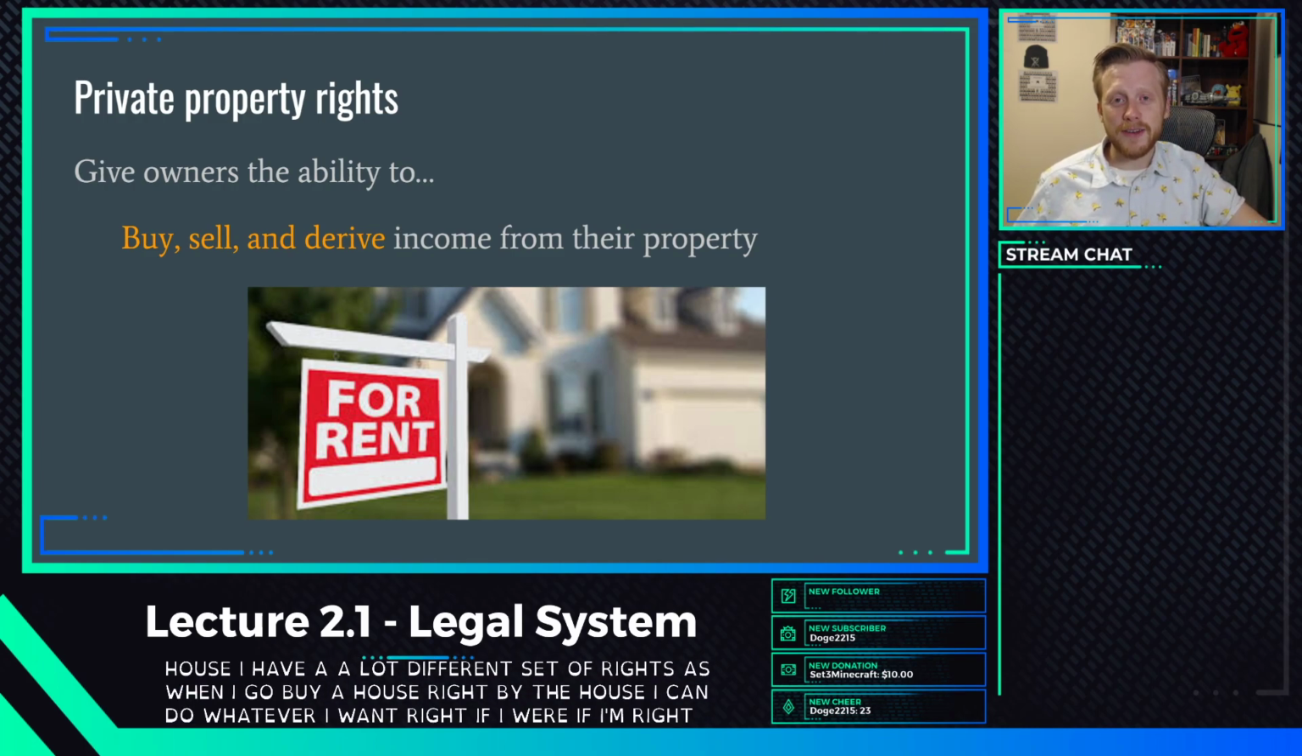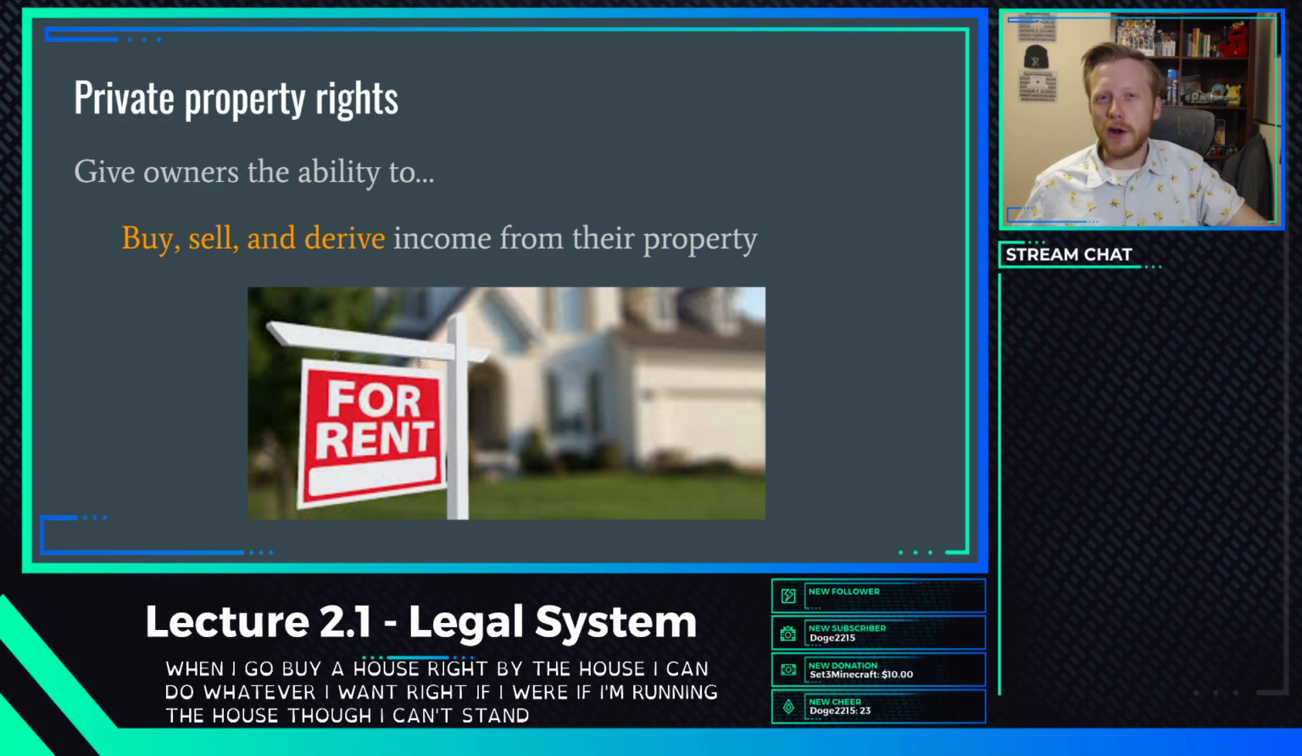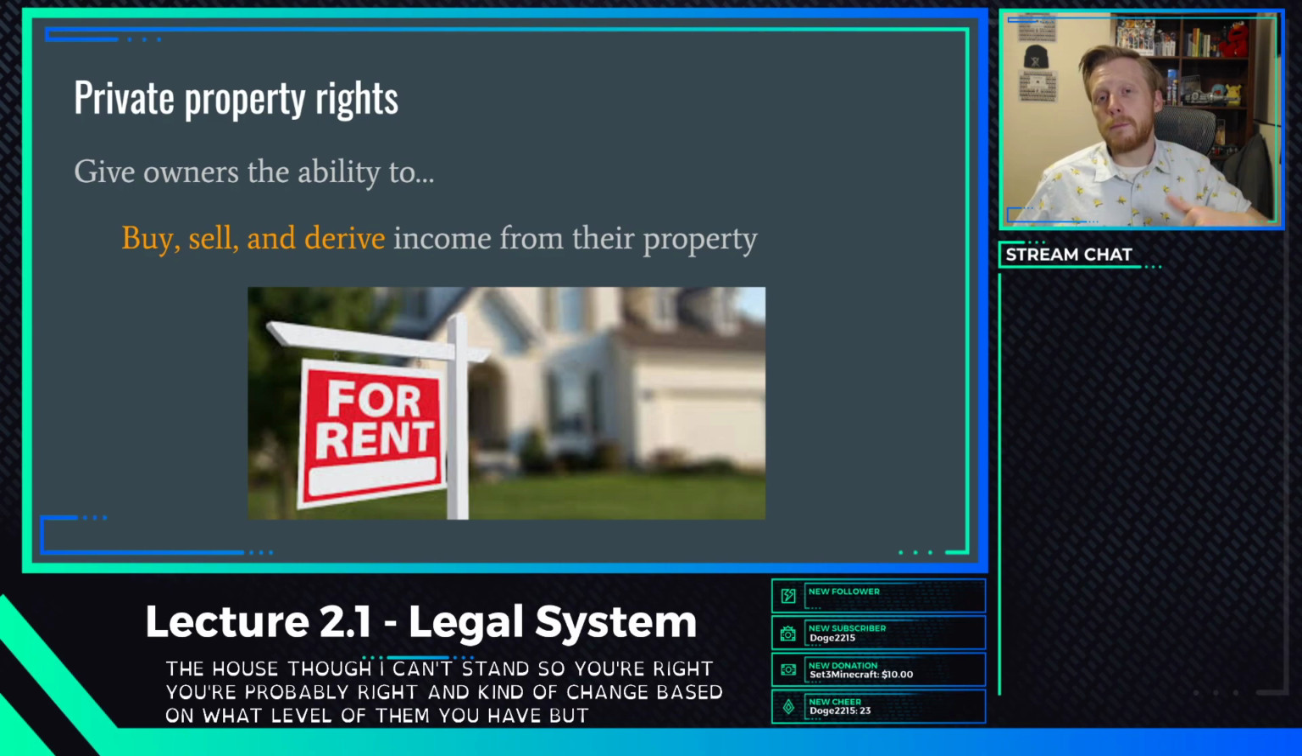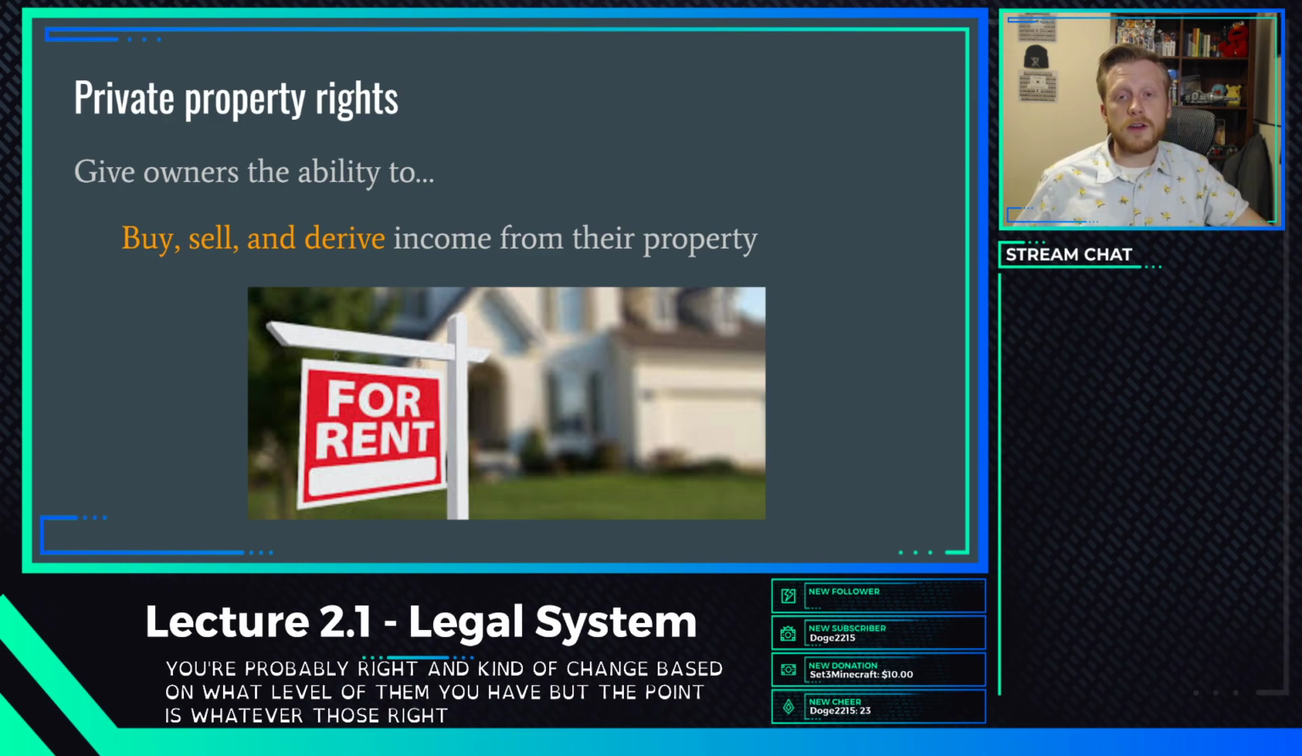If I'm renting the house though, I can't just go, "Yeah, you know what? I don't like that wall. Let's tear it down." I can't do that if I'm renting the house, right? So your property rights can kind of change based on what level of them you have, but the point is, whatever those rights are, they're going to change your incentives.